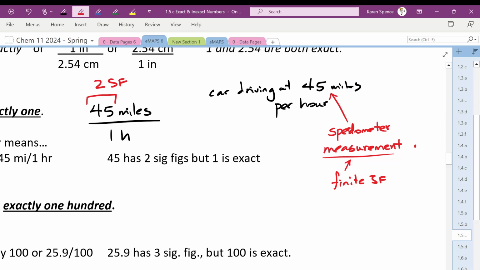But how about that 1 hour? Do you think we're approximating that 1 hour?